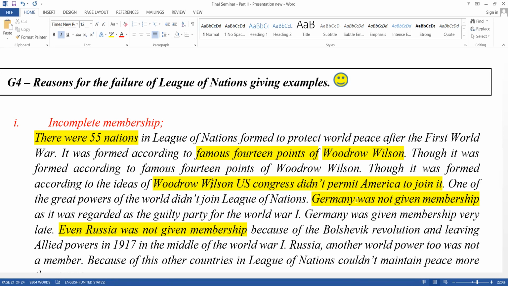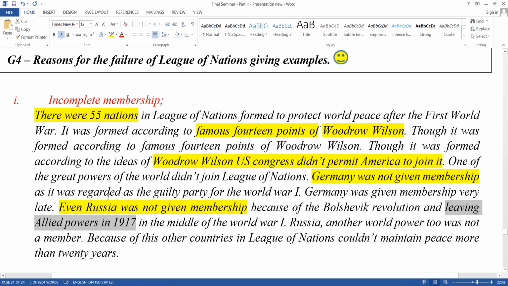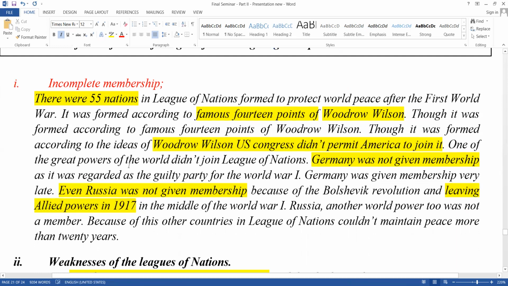Now, Russia was on the allied side with the USA, Great Britain and France in the First World War. But in 1917, they resigned from that group because of the Russian Revolution, leaving the allied powers. So Russia was not given membership. So one of the most powerful countries once again was not a member. So incomplete membership. As well, there are some weaknesses.